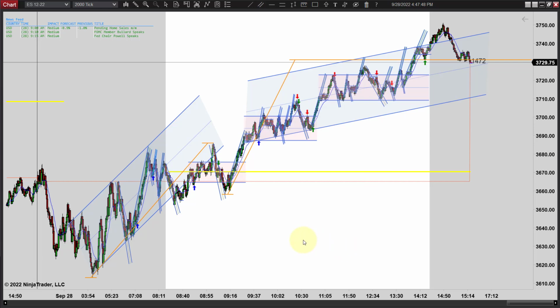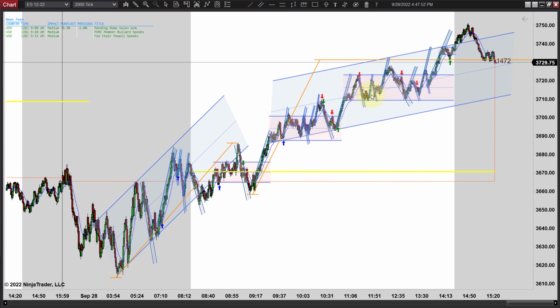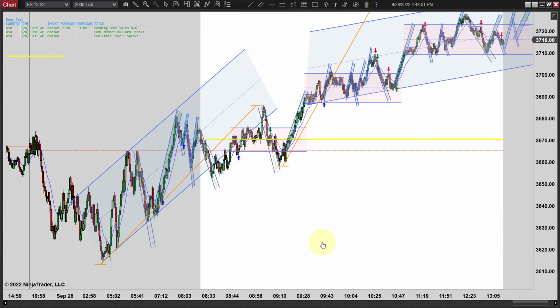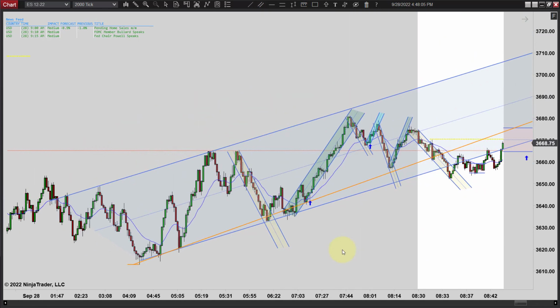So anyway, there's several trades in here. We had some more late afternoon, really after about 1:30. Not much going on there. But anyway, let's zoom in. We'll go through the trades and we'll wrap up another day here.